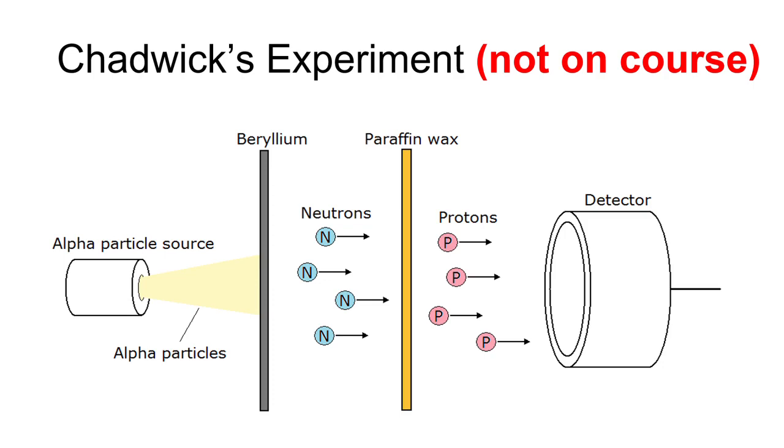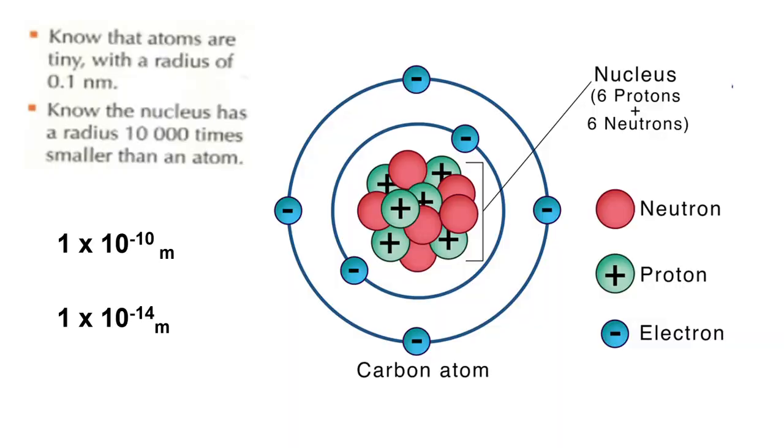Here's the experiment he did, but you don't need to know it for your course. This finally left us with the picture of an atom with a positive nucleus of protons and neutrons with electrons orbiting in shells.